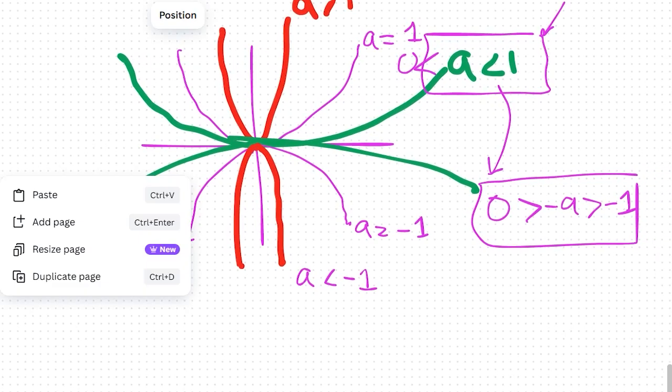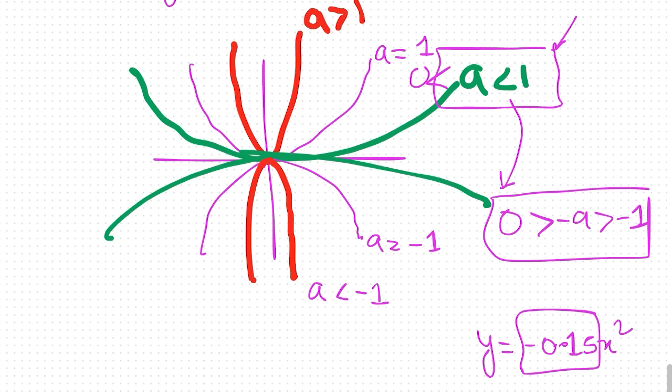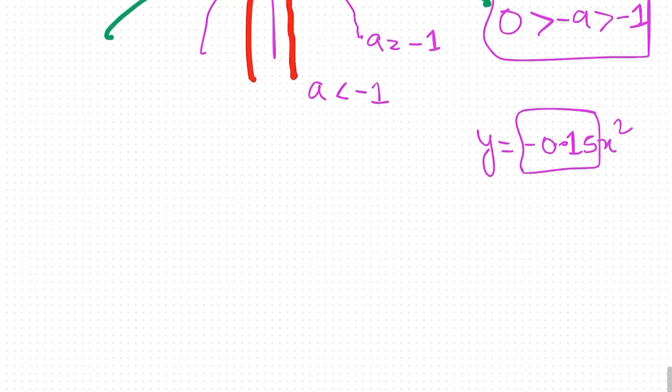So you can just directly check it. If a question comes, let's say y is equal to 0.15 x square, you can identify in which range the a value is, and then you can directly choose the graph, whether it gets compressed or stretched. That's it.